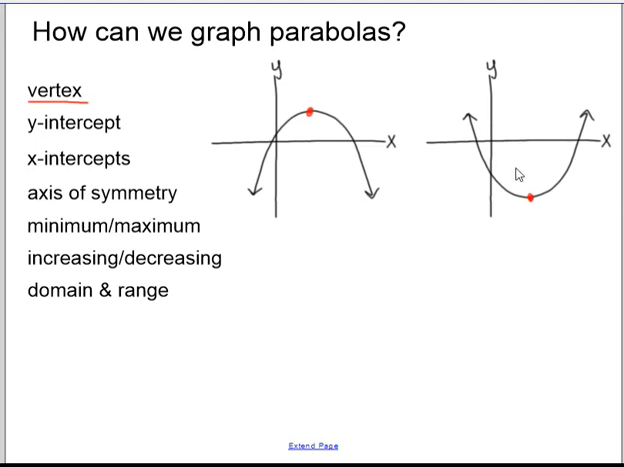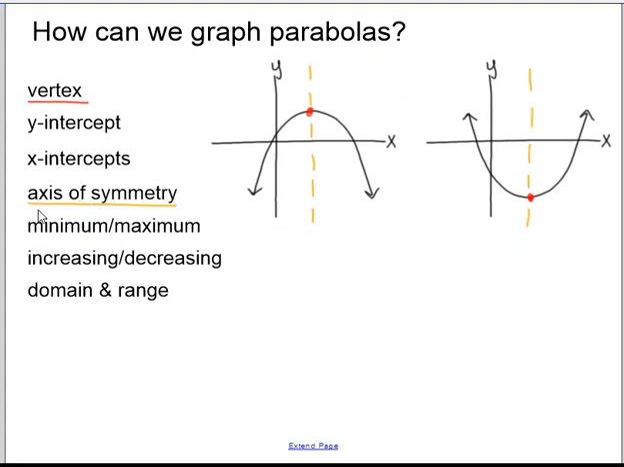First, some vocabulary. Our first word here, vertex, that talks about your turnaround point. So if your parabola opens down, it's the top. If the parabola opens up, it's the bottom. If it's the top, we call that vertex a maximum. If your vertex is the bottom, we actually call that vertex a minimum.